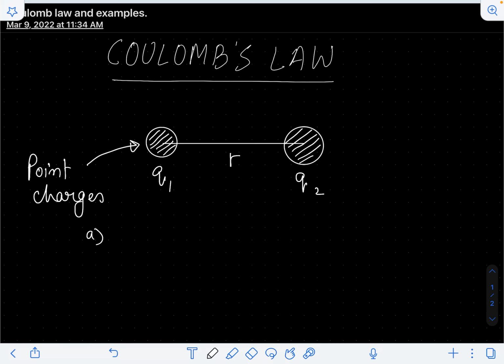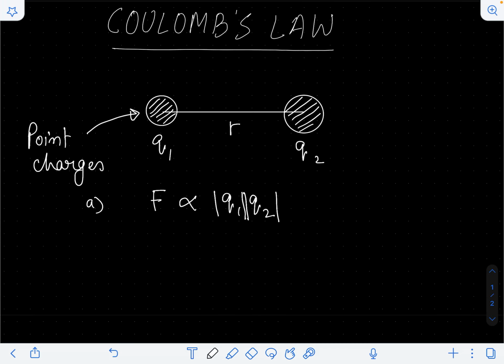He says that the electrostatic force or the Coulomb force is directly proportional to the magnitude of the product of the charges. And the second statement says this force is inversely proportional to the square of the distance between the charges, that is 1 upon r square. It is also called the inverse square law.